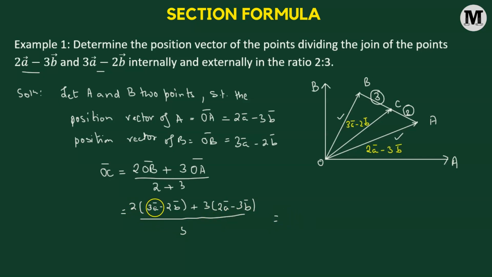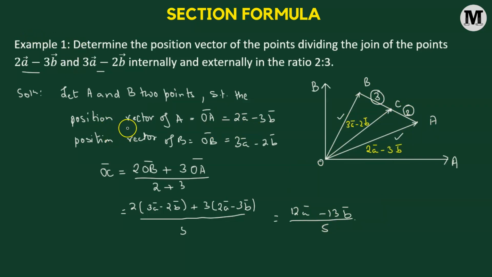So we have 2 times 3, that's going to be 6A. And here we also have 3 times 2A vector, so that's going to be 6A. So 6A vector plus 6A vector will be 12A vector. Then we have negative 4B vector minus 9B vector, so that's going to be negative 13B vector, divided by 5. So this is going to be the position vector OC such that C divides AB in the ratio 2:3 internally.